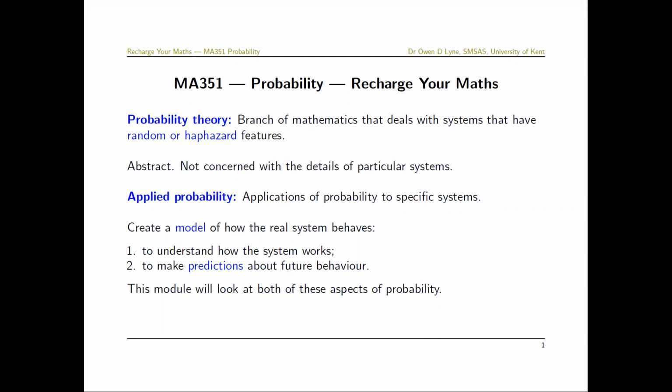So probability comes in two main areas: probability theory, the abstract theory that's not concerned with the details of particular systems, but talks about the laws of probability, the rules. How does probability work? And then there's applied probability, where we apply probability to specific systems. We try and model that behavior, understand how the system works, and to make predictions of its future behavior. And this module will look at both of those aspects of probability.